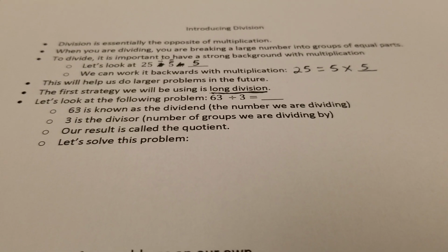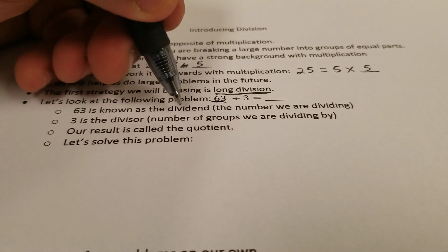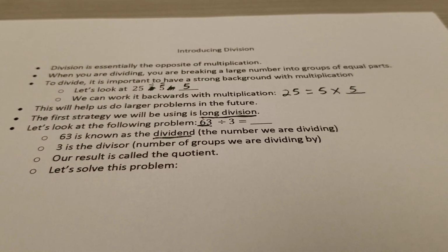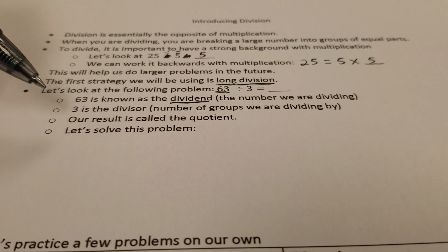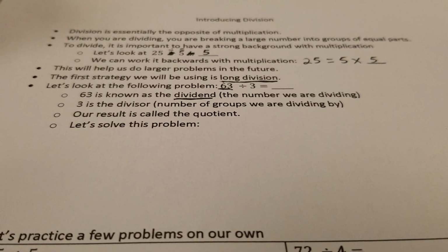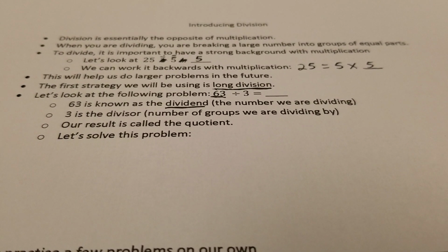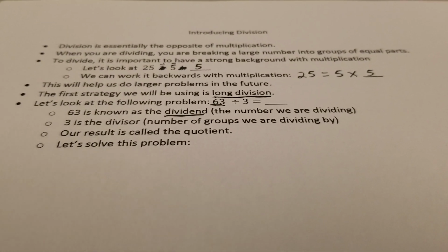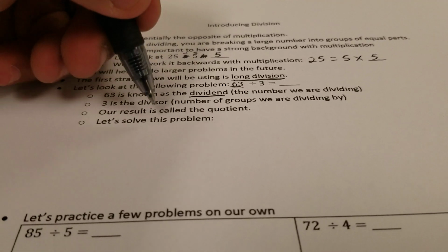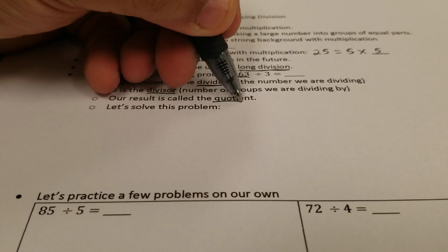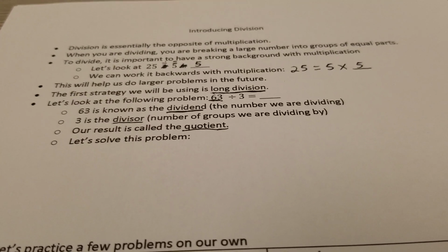So let's look at the following problem: 63 divided by 3. Well, to break it apart, 63 in the problem is known as the dividend. That is the number we're dividing or breaking apart into equal groups. 3 is the divisor. That's the number of groups we are dividing by. So we're taking 63 and we're distributing it into 3 groups with the same amount in each group. Now, the amount in each group, which would be our result, is known as the quotient. So, dividend, divisor, quotient is our vocabulary for now. There is another one called the remainder, but we'll get there when we have to cross that bridge.